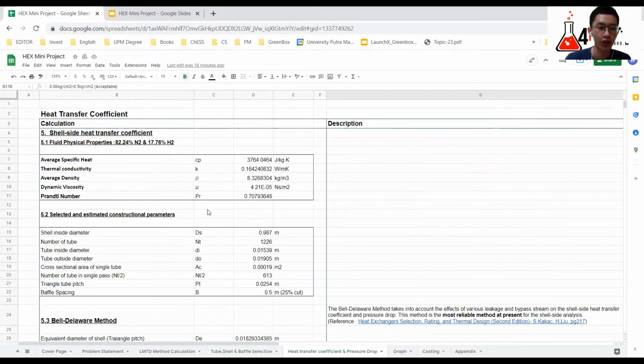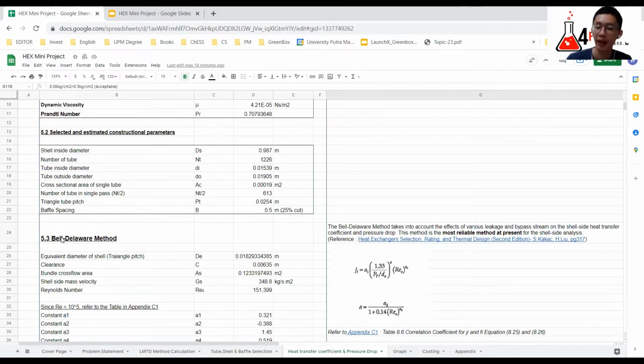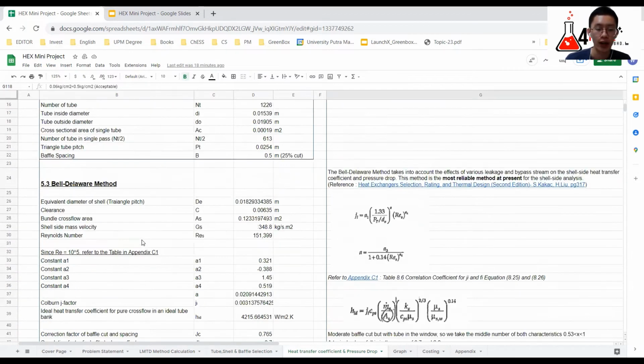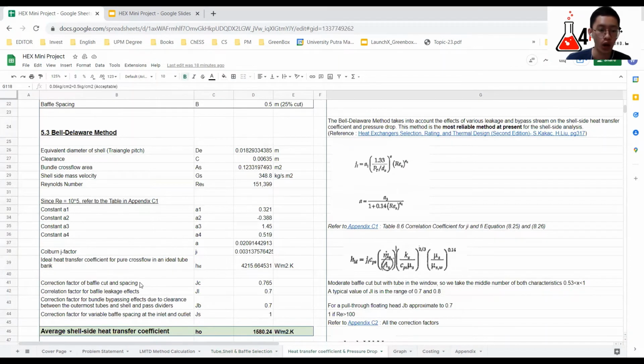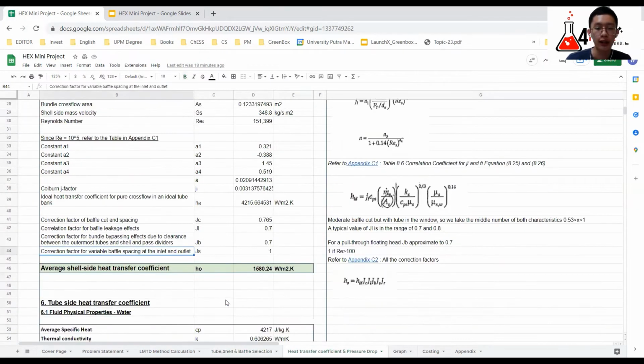For the heat transfer coefficient of the shell side, we use the Bell-Delaware method. This method is the most reliable method at present for the shell side analysis. Why it is reliable is because it considers all the correction factors, for example, for the baffle cut, for the spacing, for baffle leakage effect, and so on and so forth. So in the end, we find out the shell side heat transfer coefficient is 1,580 here.